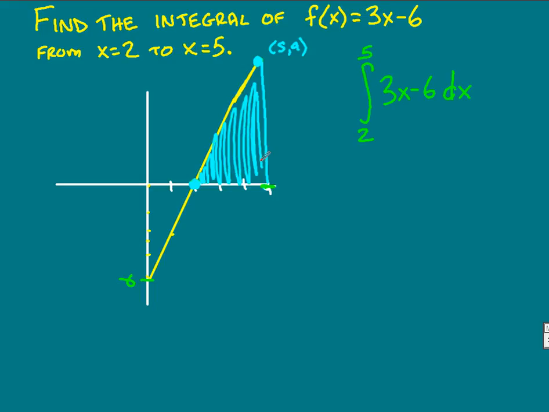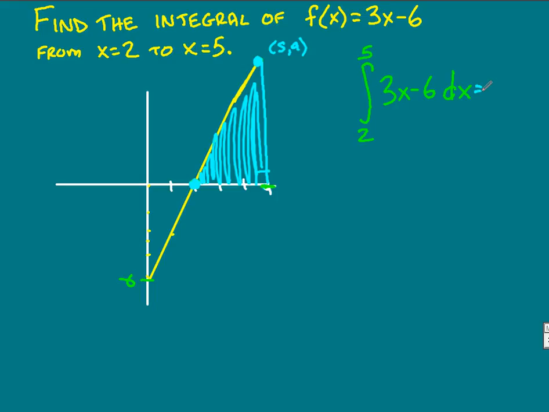The area between the graph and the x-axis is probably the better way to say it than area under a curve. But a lot of times we can get just a basic geometric shape. And right here we have a right triangle. We can find the area of that right triangle. And that's what an integral is.